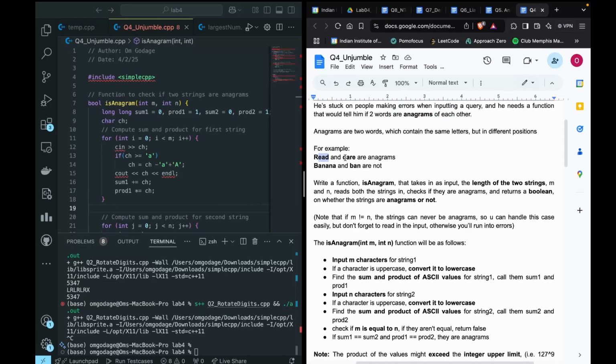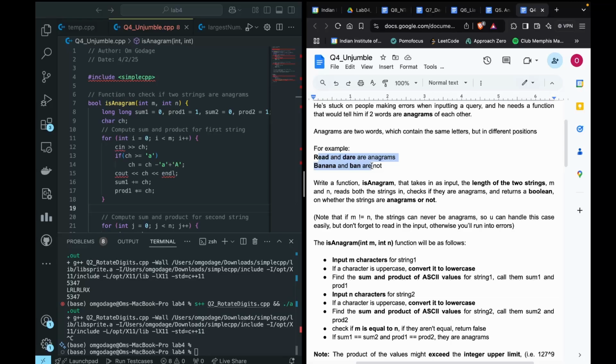So I hope you understand what anagrams are. Anagram is basically two words which have the same letters but in different positions, or in the same position as well. So you need to check whether these two words have the same letters or not.